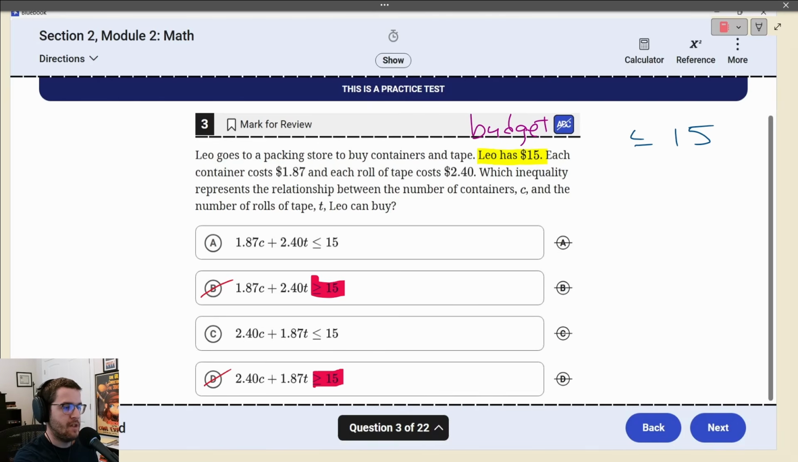So let's see here. We've got each container costs 1.87. The containers is C. Okay, so that should be 1.87C plus each roll of tape costs 2.40. The number of rolls of tape is T. So that is plus 2.40T is less than or equal to 15. And that is looking a lot like choice A.